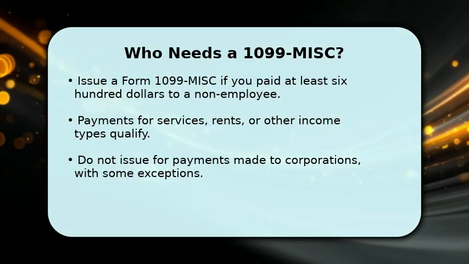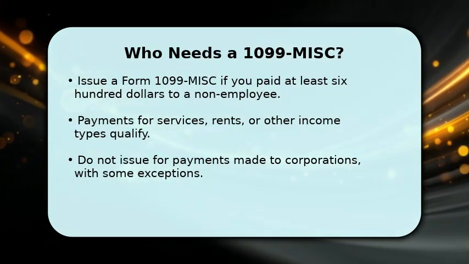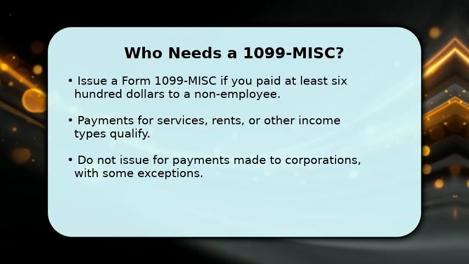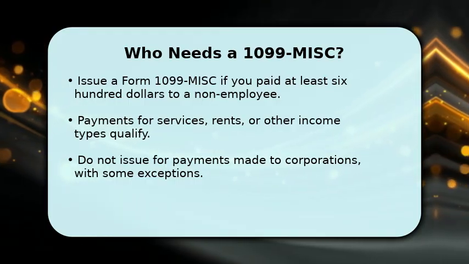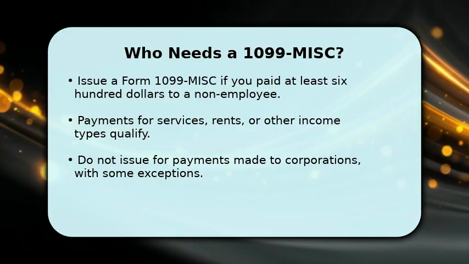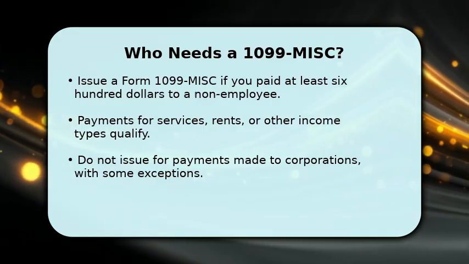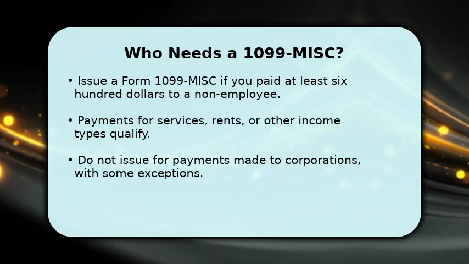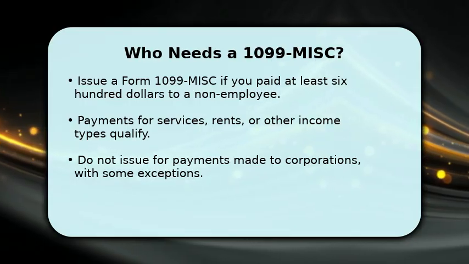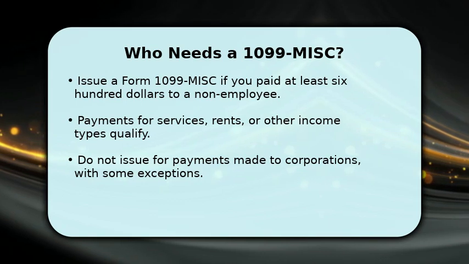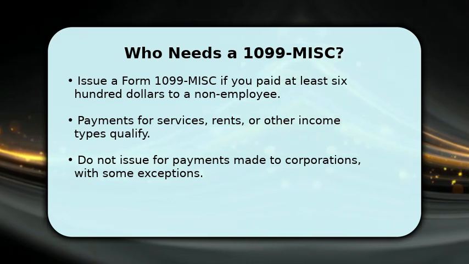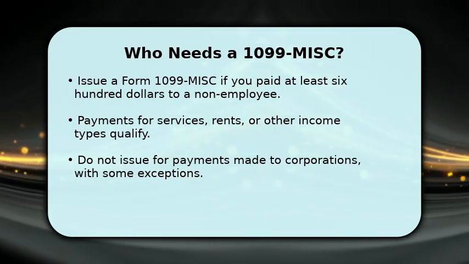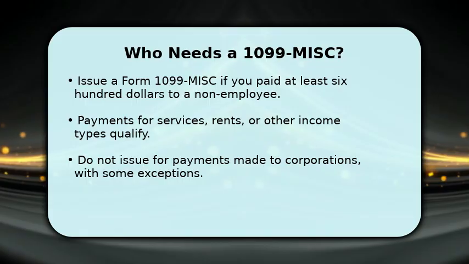Next, let's clarify who actually needs to receive a Form 1099 Misc. Generally, you must issue this form if you paid at least $600 to an unincorporated independent contractor for services during the tax year. This includes payments for rents, prizes, awards, and other income. However, you typically do not need to issue a 1099 Misc to corporations, including LLCs taxed as corporations, unless specific exceptions apply. Always verify the contractor's business structure.